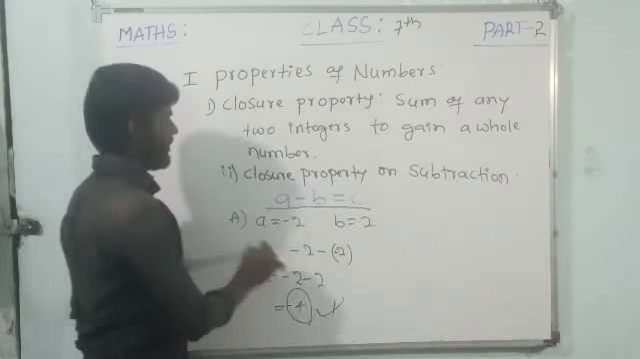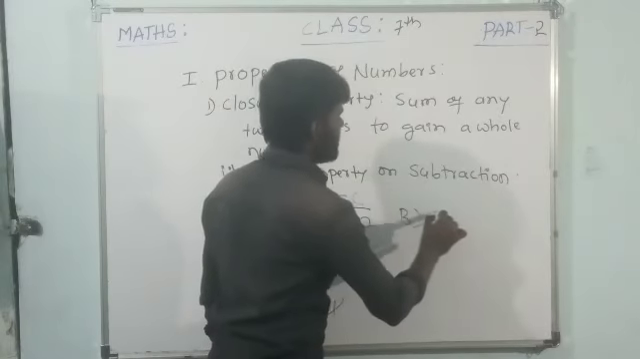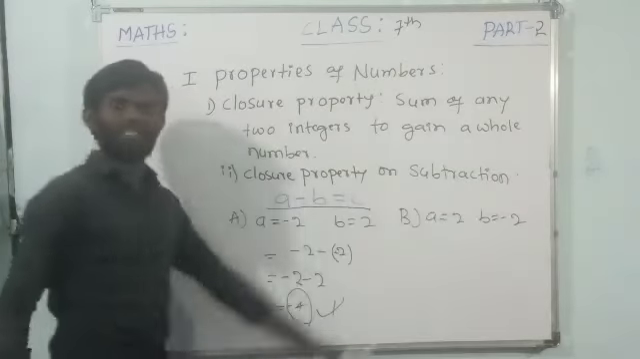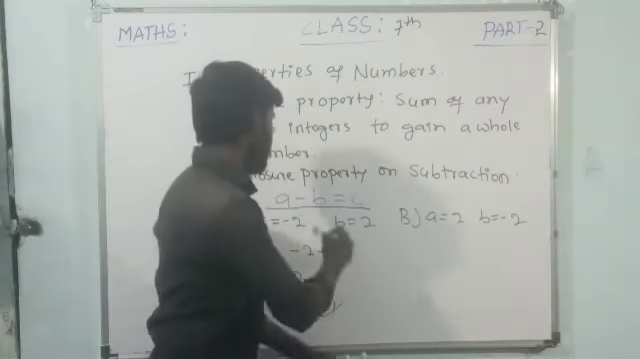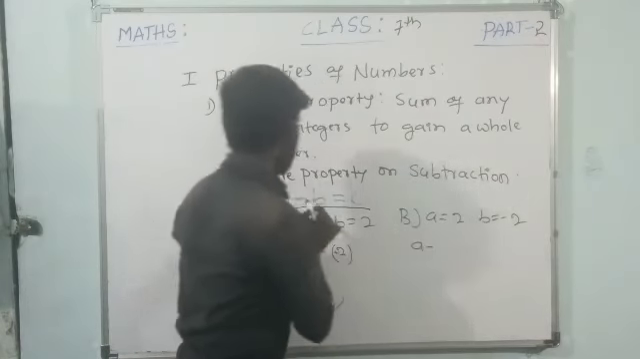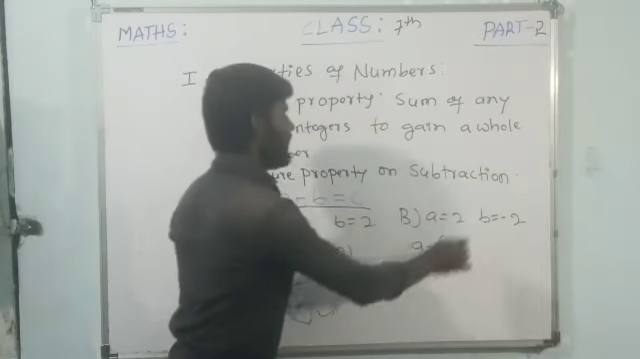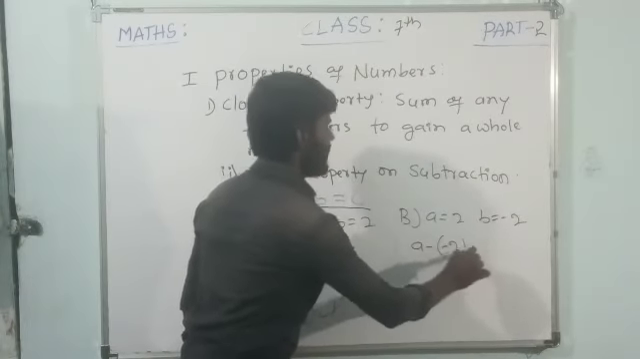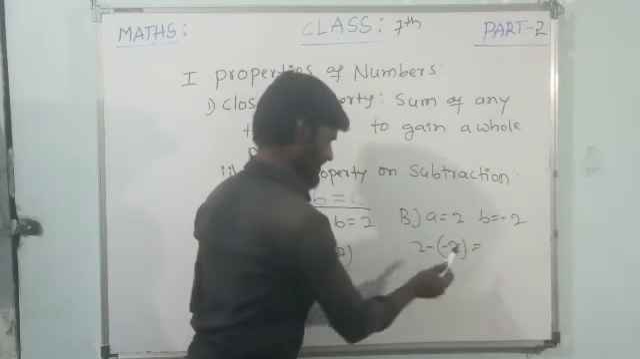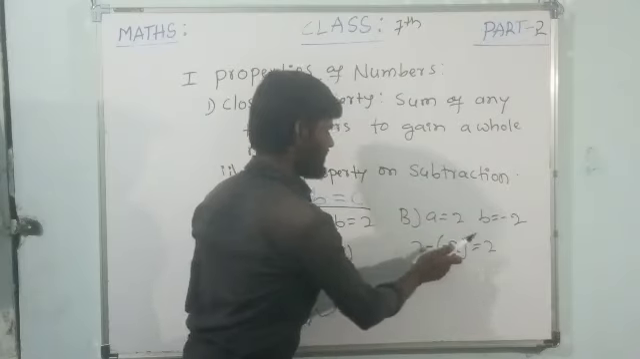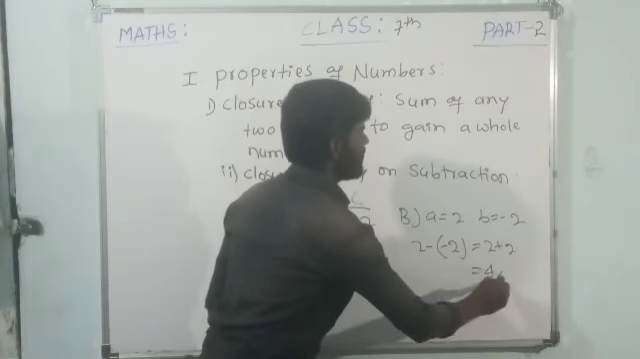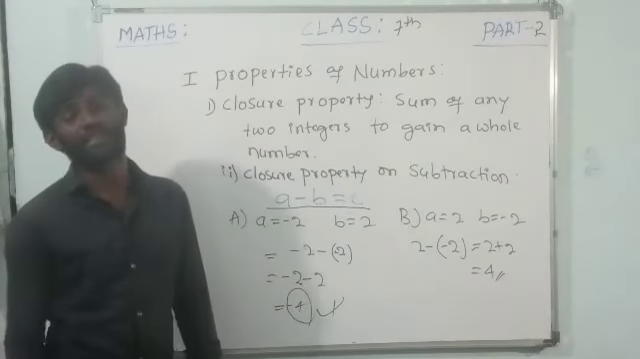Example A is over. Example B, that is a is equal to 2, b is equal to minus 2. In this case, according to the formula, a minus b is equal to, in place of a I want to write 2, then minus into minus plus 2. Here the answer is 4, and that 4 is also an integer.